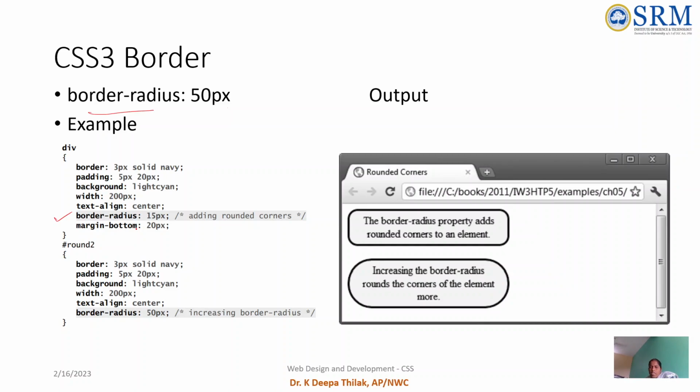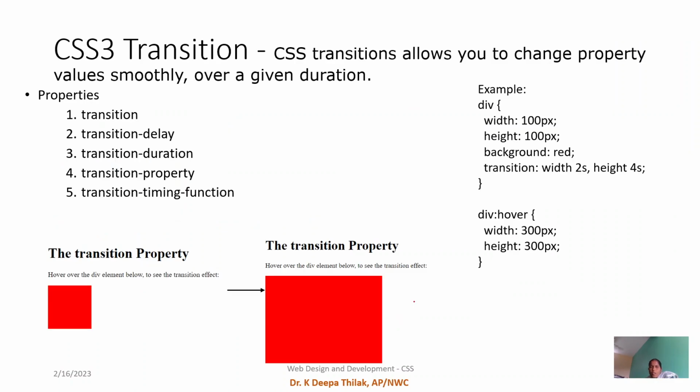So how much the radius? If this radius value is increased, the more curved this will be. So if you give this value more, this curve will be more. And transition allows you to change the property. So transition from one size to another size, one location to another location, one angle to another angle. So anything can happen. Transition from one form to another form, right?